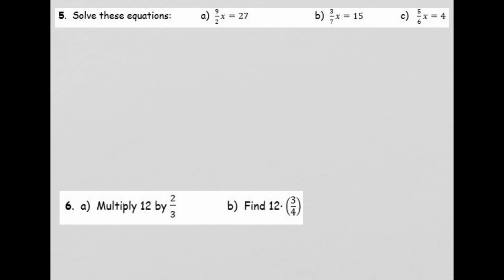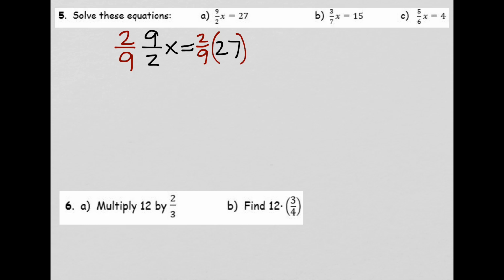So I'm going to do these in all those different methods just to review. The first way I'm going to do A is to multiply both sides by the reciprocal. So I'm just going to write it out where I get a little bit more room. 9/2 x equals 27. Okay, so then I have a fraction being multiplied by my variable. To get my variable by itself, I'm going to multiply by the reciprocal, which is just when you flip the fraction. That's what reciprocal means.